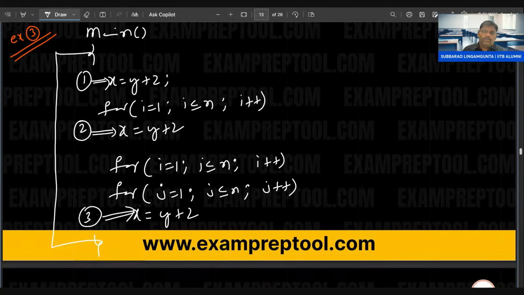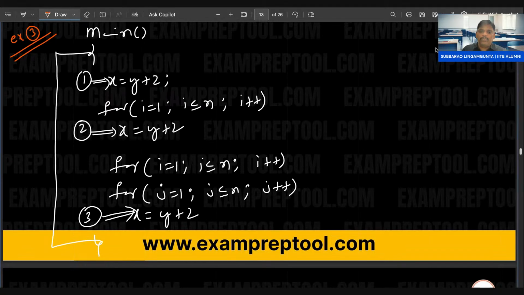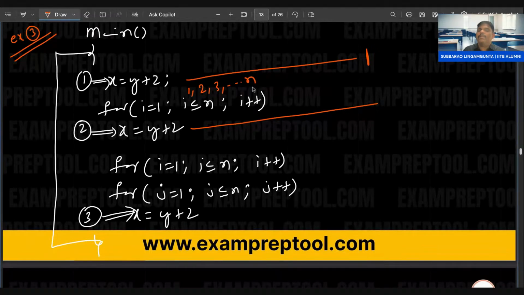Don't worry, don't think much about the loop. The first statement, no loop is there. No loop means order of magnitude is 1. The second statement is part of the loop. This loop will repeat n times. So i value 1 will execute, i value 2 will execute, i value 3 will execute, i value n also will execute, i value n plus 1 will fail. So this will execute n times.